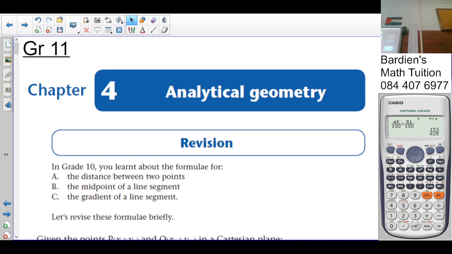At this point we're looking at analytical geometry, chapter 4. I gave you 4.1 for homework, so you have done 4.1 already. I'm going to go through some of the equations that were dealt with in grade 10. So we are reading from the example or the explanation on page.